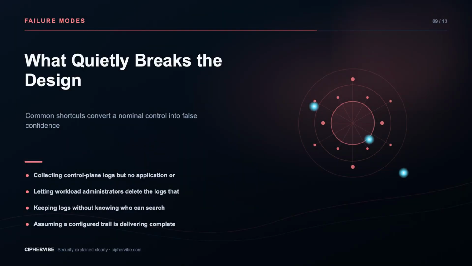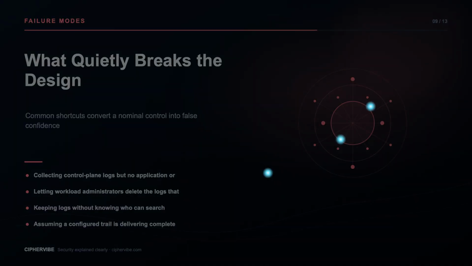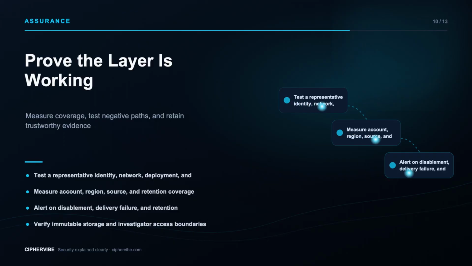Security architecture fails most often through assumptions, not dramatic movie-style attacks. First, collecting control plane logs but no application or data access evidence. Second, letting workload administrators delete the logs that record their changes. Third, keeping logs without knowing who can search sensitive fields. Fourth, assuming a configured trail is delivering complete events. A configuration screen is not assurance.